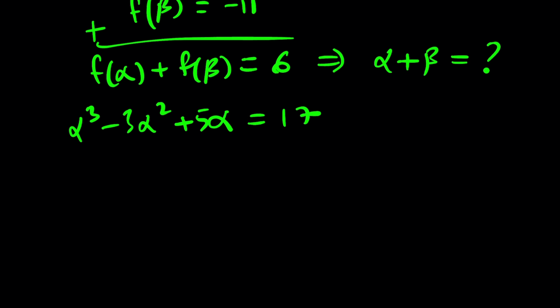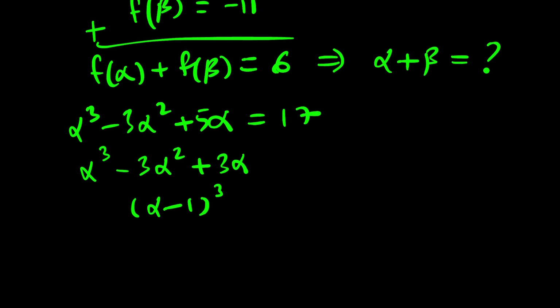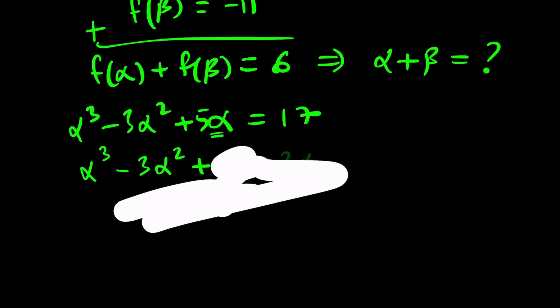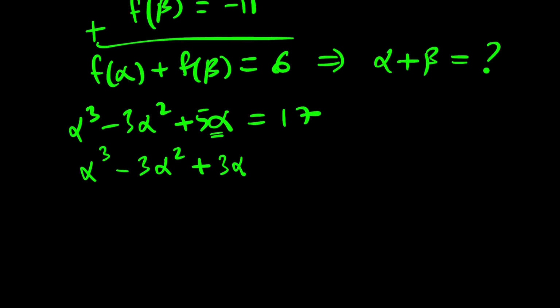Here's what we're going to do. Notice that this is kind of similar to the cube of an expression, right? So we're going to write this as follows. If I write it this way, it's going to start looking like this. But I can just add 3 alpha, because I have 5 alpha, so I need to make up the 2 alpha. Make sense? Great. But for this one, I do need more terms, so I need to make 3 alpha and then minus 1.